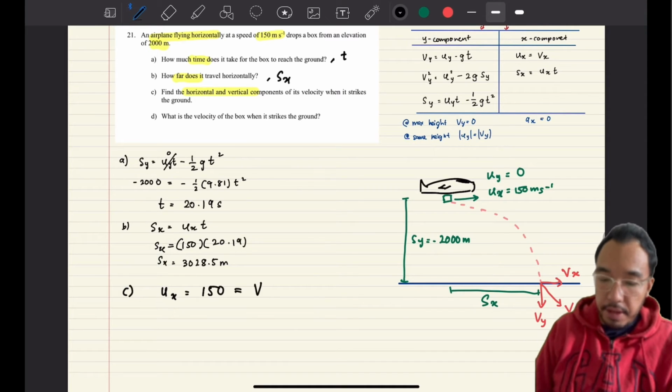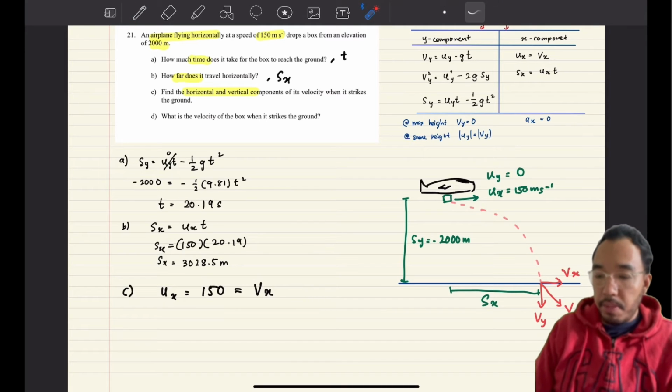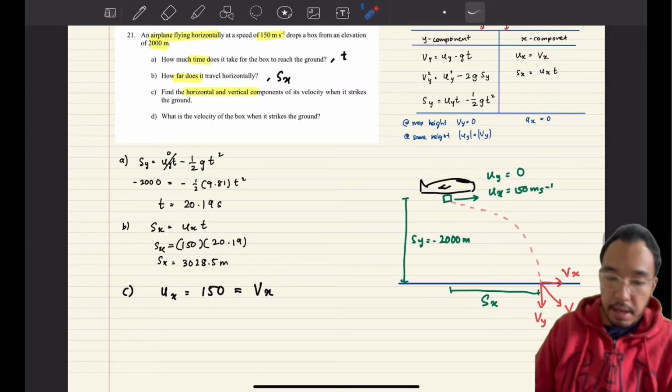This would be your vx, okay? Because as you guys know, the horizontal component of the velocity wouldn't change, it will remain constant. So if this one is 150, over here will be 150 as well. Okay, so I'm going to leave it like that. For Vy, you can find Vy using either of these three equations. Since you know the time of flight, the time taken from here to here, you can calculate.